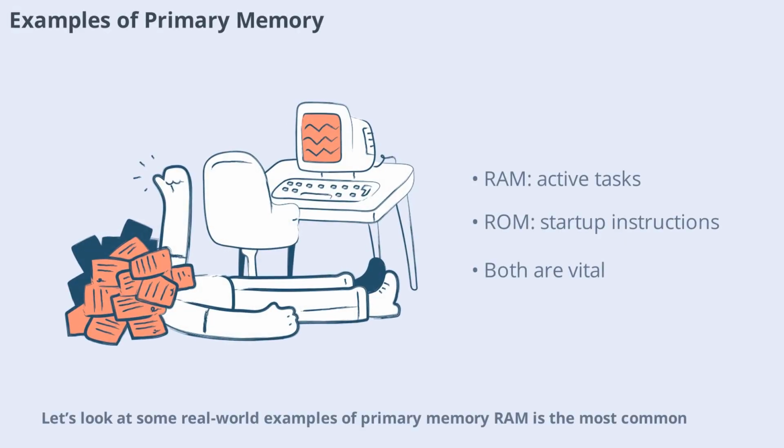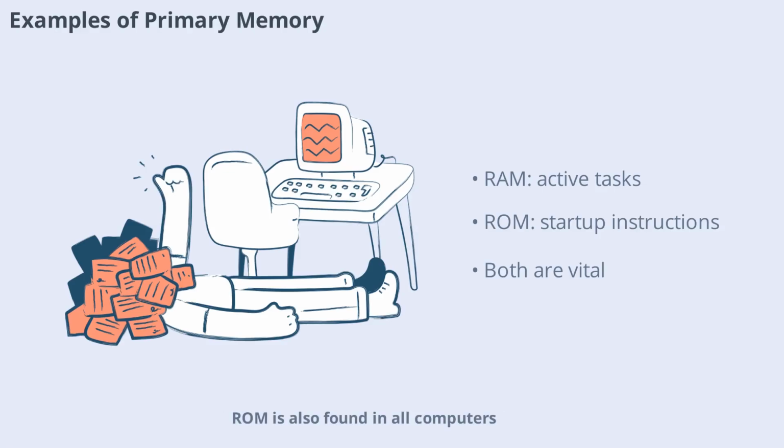Let's look at some real-world examples of primary memory. RAM is the most common, used in every computer to handle active tasks. ROM is also found in all computers, storing the instructions needed to start up the system. Both types are essential for your computer to function from the moment you turn it on.